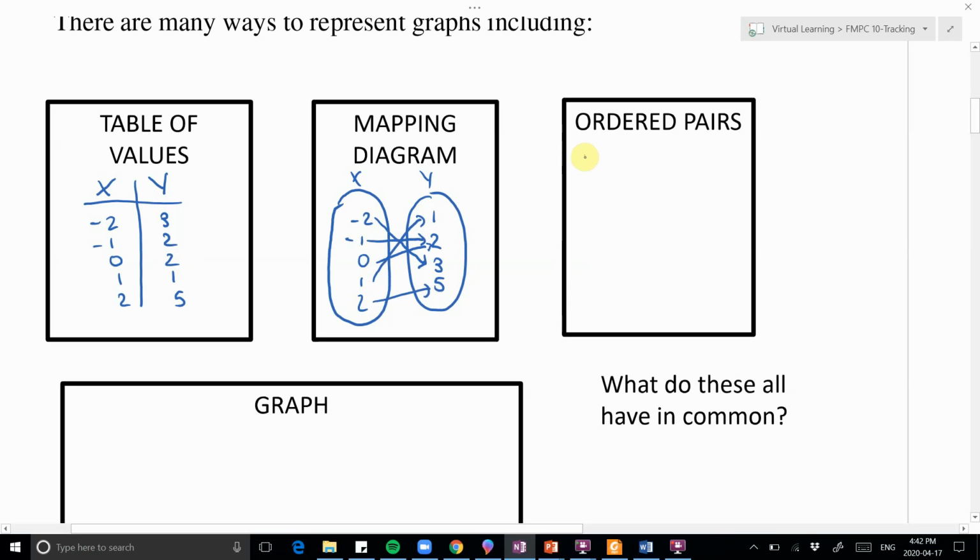We also have ordered pairs. Similar to a table of values, these show all of our values. Remember, your ordered pairs are always going to be x on the left, y on the right. So I would have a -2 and a 3. I would have a -1 and a 2. 0 and 2, 1 and 1, and 2 and 5. So these are all of the points that are in my graph.